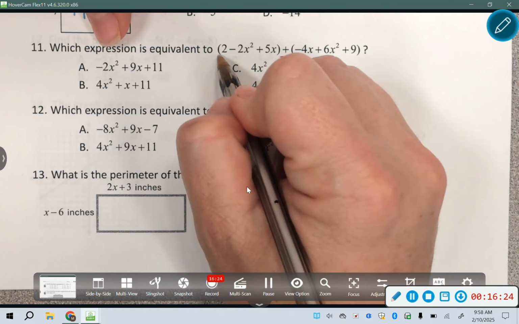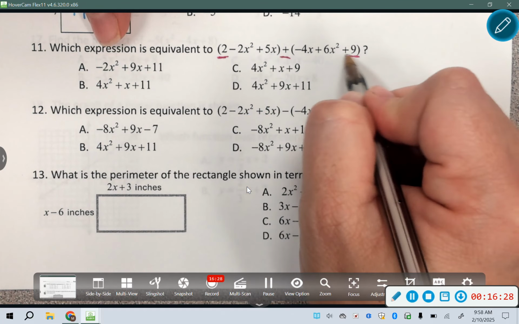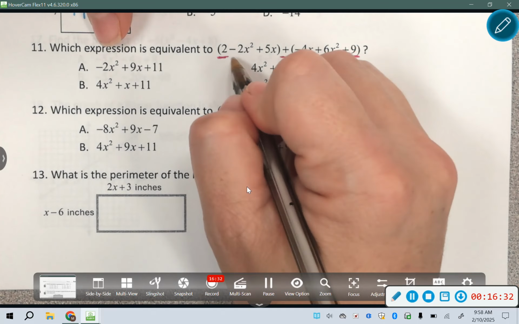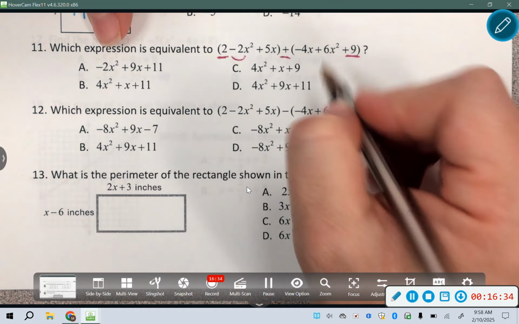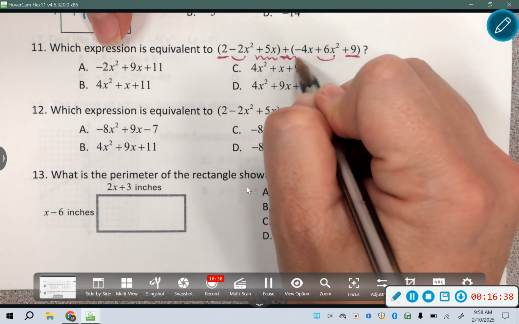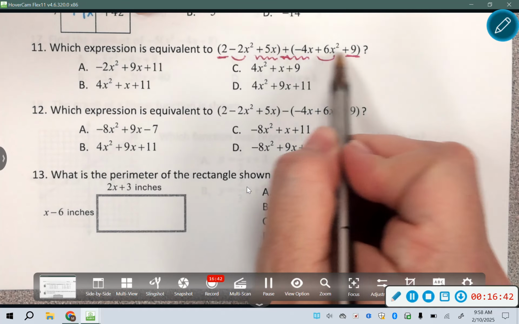So I know that I have a constant of 2 here, and then a constant of 9. I know those are like terms because neither of them have a letter. They're constants. Here I have x squared. Here I have x squared. Here I have plus 5x, and here I have plus negative 4x. So I'm going to combine my like terms, but I'm going to start with my highest exponent.